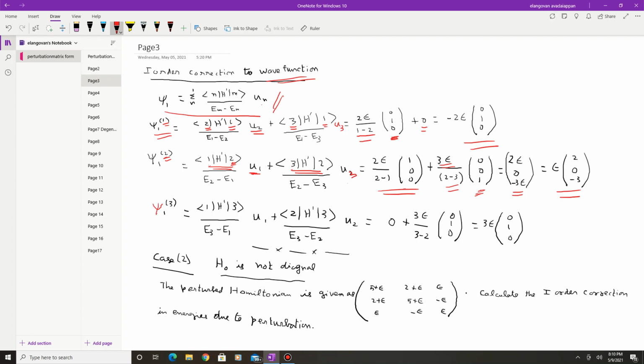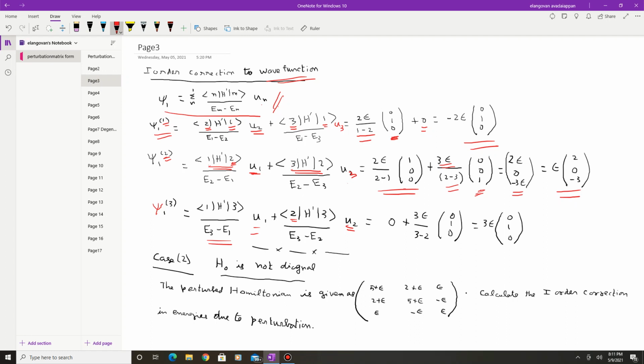So the first order correction in the state 3, you have to use the same formula here. Here m must be 3. You have to perform the summation again. So 1H' 3 divided by E3 minus E1 times u1, and 2H' 3 times u2, because since it is 2, you have to choose u2, divided by E3 minus E2. And u1, u2 are the basis, the unperturbed states 1 and unperturbed state 2.